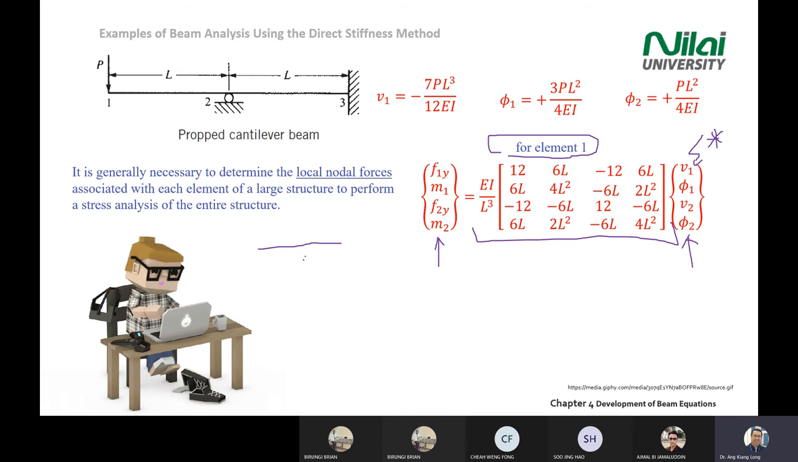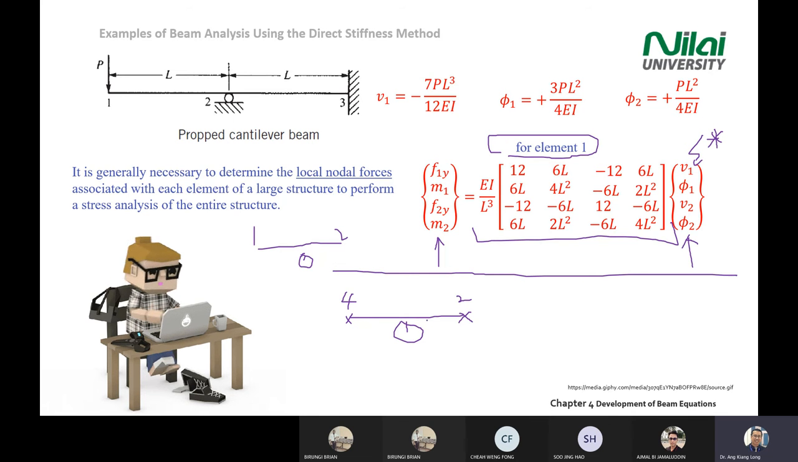For example, element 1 connects point 1 and point 2. Just for your info, in your test, I will confuse you by changing the point numbers. For example, I'll put 4 and 2 here. So in your answer, I expect you to know how to write the numbers if this comes out in the exam. This answer refers to the diagram above. If I give 4 and 2 for element 1, I will expect the answer, for example, F4y, M4, F2y, M2, and so on.